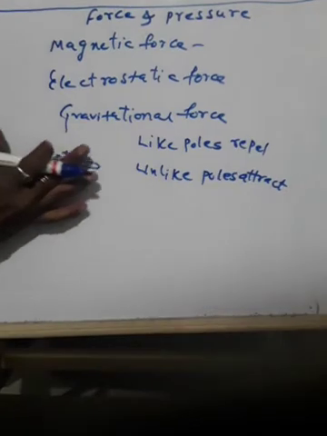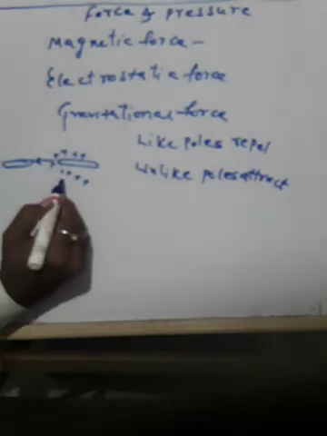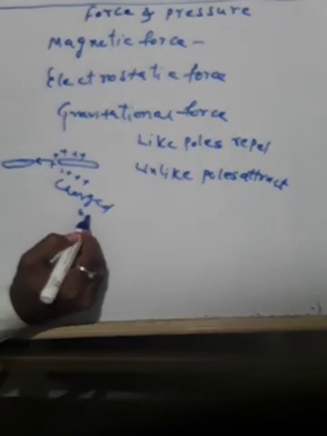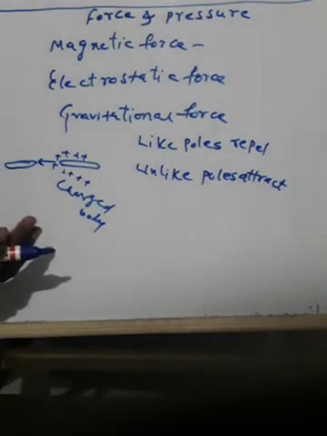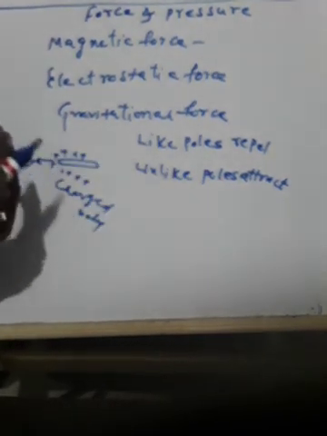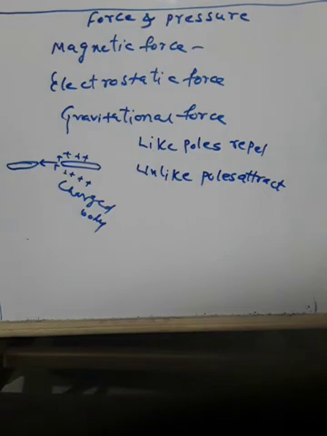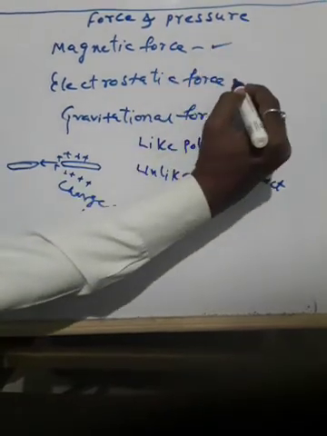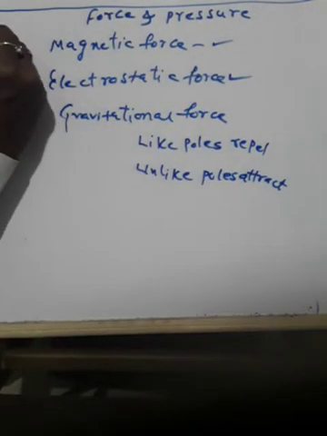Okay, so between these two straws also there is a force. The force exerted by a charged body on a charged or on an uncharged body is called electrostatic force. Even though they are not touching each other, the force will come into effect if you bring a charged body near the uncharged body, or bring the uncharged body to the charged body. So electrostatic force and magnetic force are examples of non-contact force.